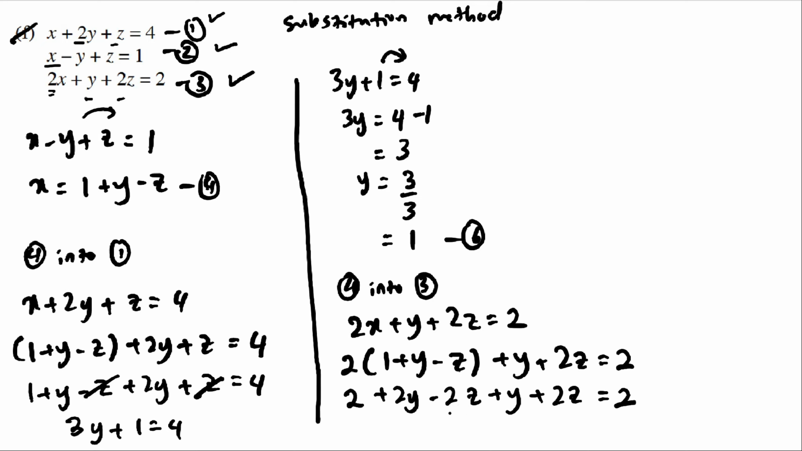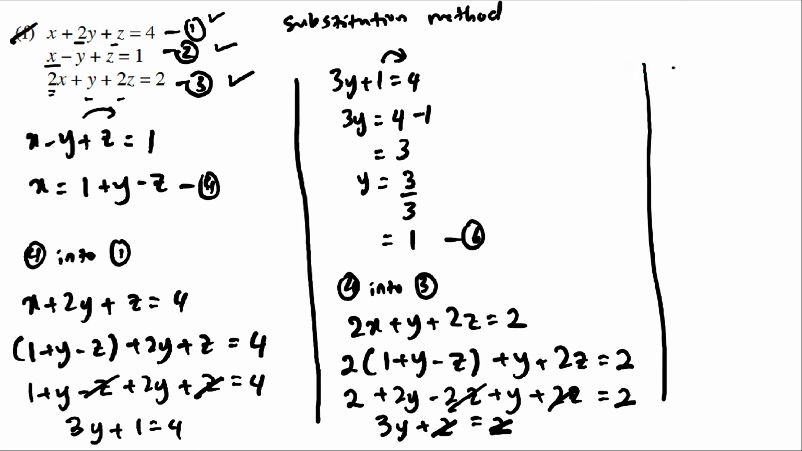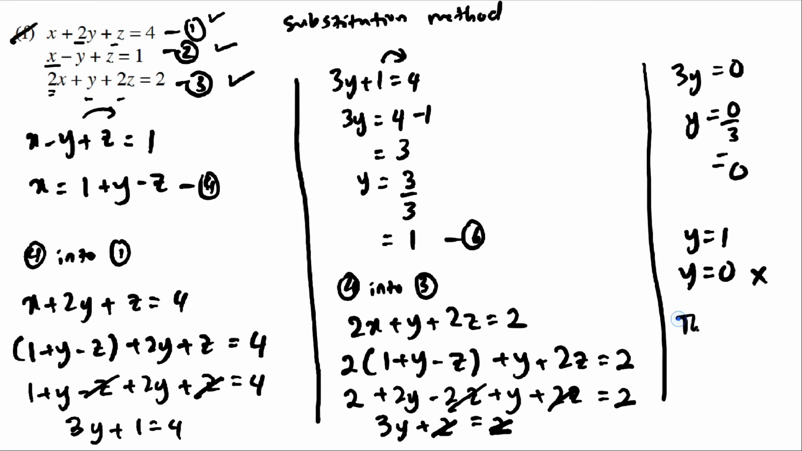You can see that negative 2z and 2z can be eliminated. So here we have 3y. 3y plus 2 is equal to 2. The 2 and this one can be cancelled out. y is equal to 0 divided by 3, which is equal to 0. You see here y is equal to 1, but y is also equal to 0. So this one is not acceptable. We can say that this equation has no solution.